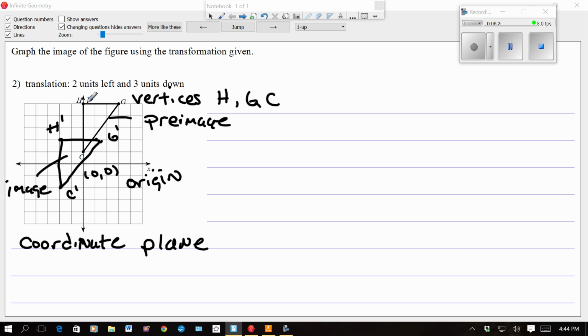So when you go 2 units to the left or 2 units to the right, what are you changing? Your x values or your y values? What you're changing is your x values. When you go 2 units to the left, you're going in the negative direction, so you would go -2. You would subtract 2 from your x value.